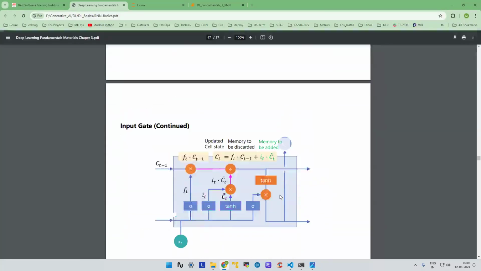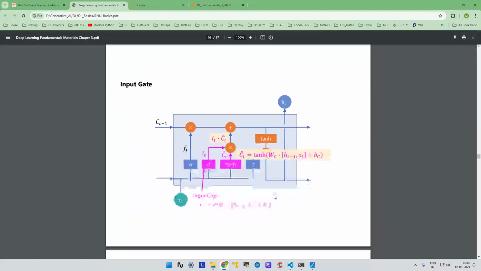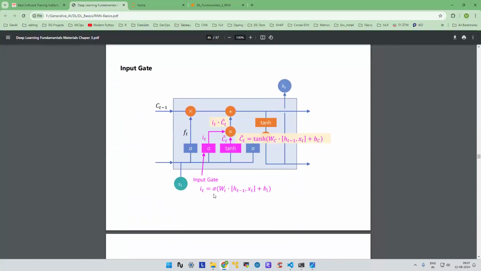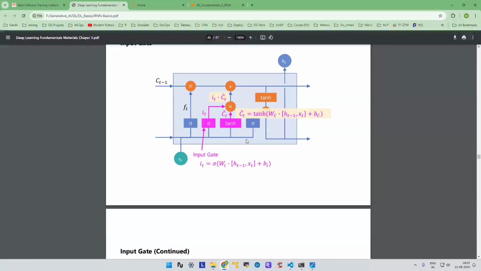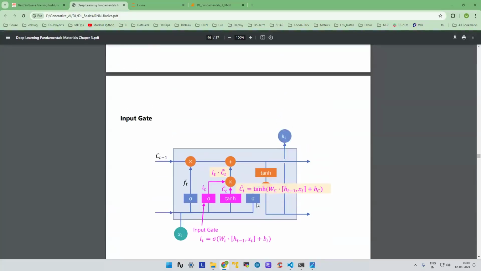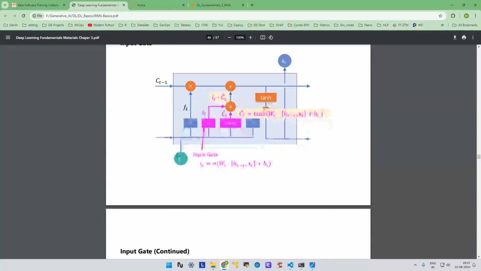In the same way, we have the input gate. The same thing with the sigmoid: Wi into ht minus 1 plus Wi into xt plus bias. And apart from the forget and input gates, we need to find the candidate hidden state: tanh of Wc into ht minus 1. This is basically for memory.